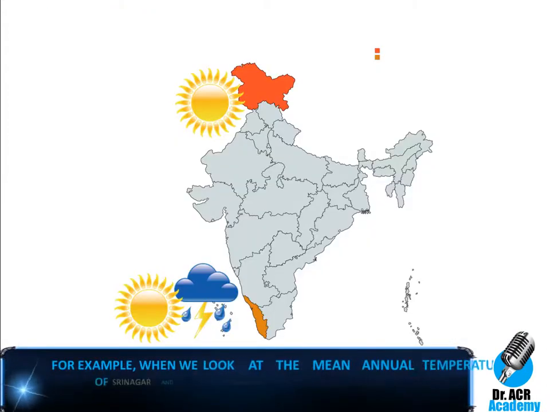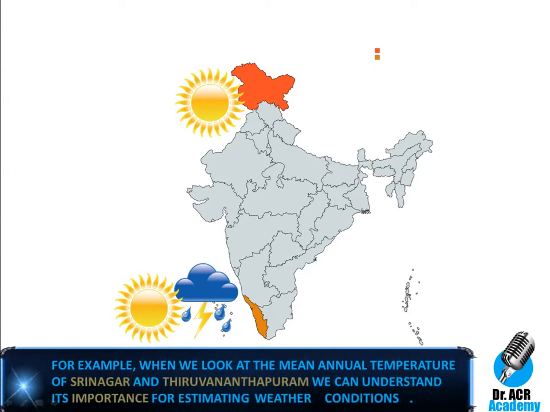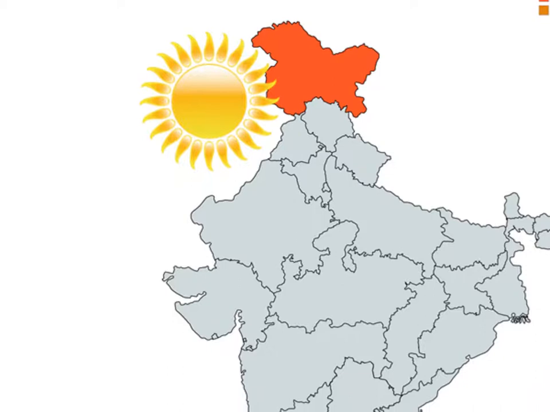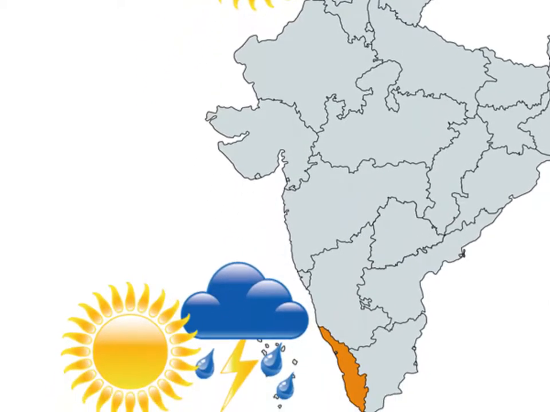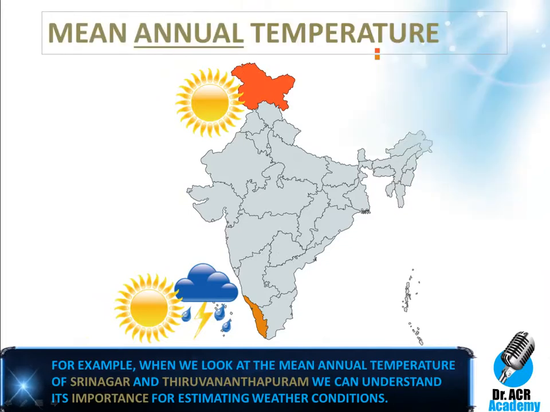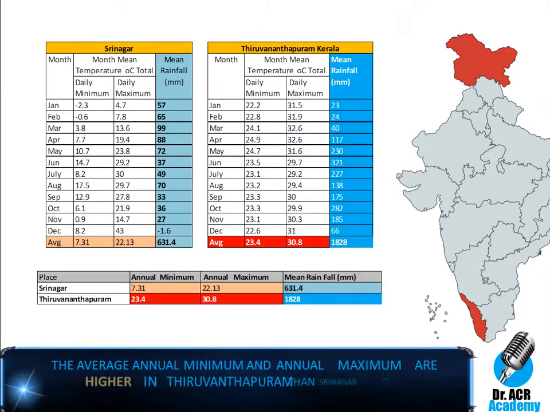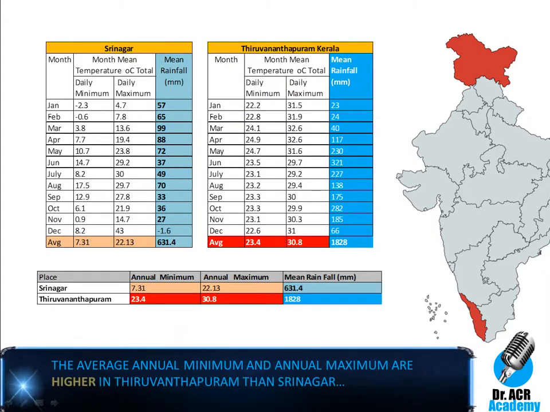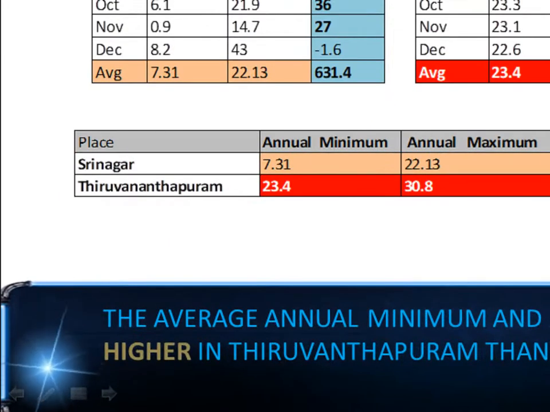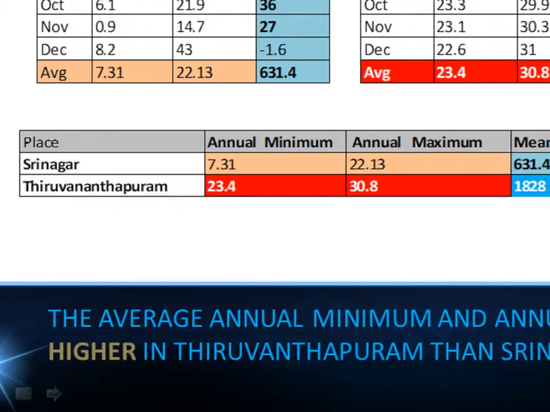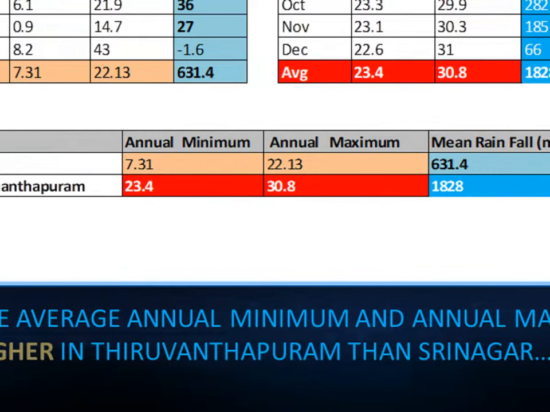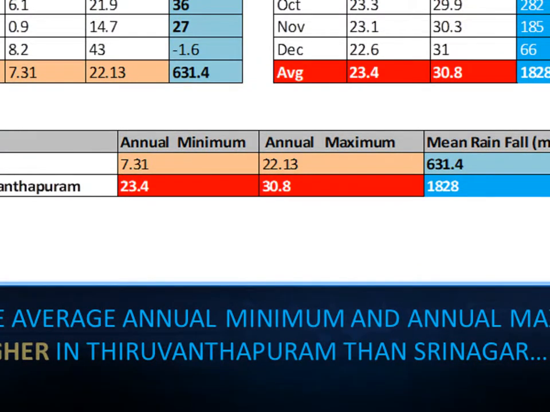For example, when we look at the mean annual temperature of Srinagar and Thiruvananthapuram, we can understand its importance for estimating the weather conditions. The average annual minimum and annual maximum are higher in Thiruvananthapuram than Srinagar. Now, let's compare them both. First, average minimum. In Srinagar, it is 7.13 and in Thiruvananthapuram, it is 23.4. And annual maximum in Srinagar is 22.13 and in Thiruvananthapuram is 30.8.